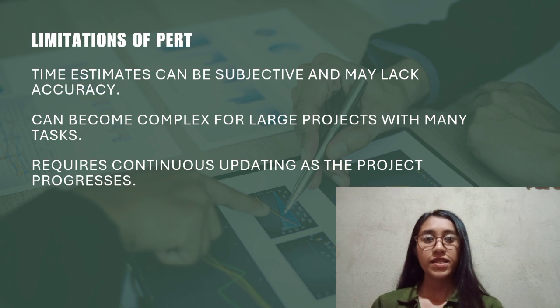Second, it can become complex for large projects because it has a lot of tasks to be done and achieved. If there are too many activities, the PERT chart can be hard to manage and understand. Lastly, it requires continuous updating as the project progresses. Since things often change during a project, the PERT chart needs to be updated regularly, which takes time and effort.